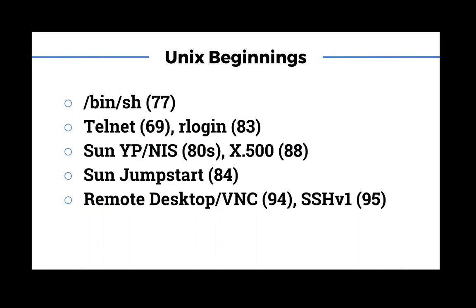We think about directory services, Sun Yellow Pages, and NIS, mid-80s, X.500, which we'll get to LDAP, late 80s, and JumpStart, the kind of original bare metal provisioning. We don't get to newer remote access with Remote Desktop and VNC till 94.